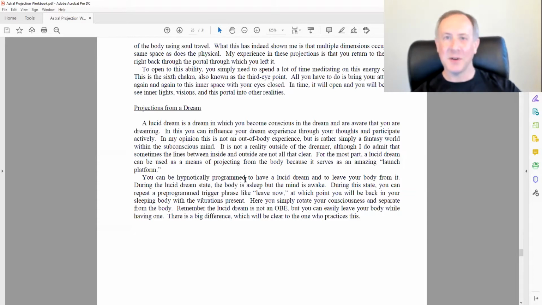By letting the body fall asleep, hypnosis programs you to have lucid dreams. In the lucid dream, you program in leave now. And then basically the programming for leave now could just be when I say leave now, I leave my body. But the way I leave my body is I become aware of the body asleep. I get the vibrations there, and then I do exactly what we're talking about. So again, it's just a little way to cheat to get the body asleep, mind awake.